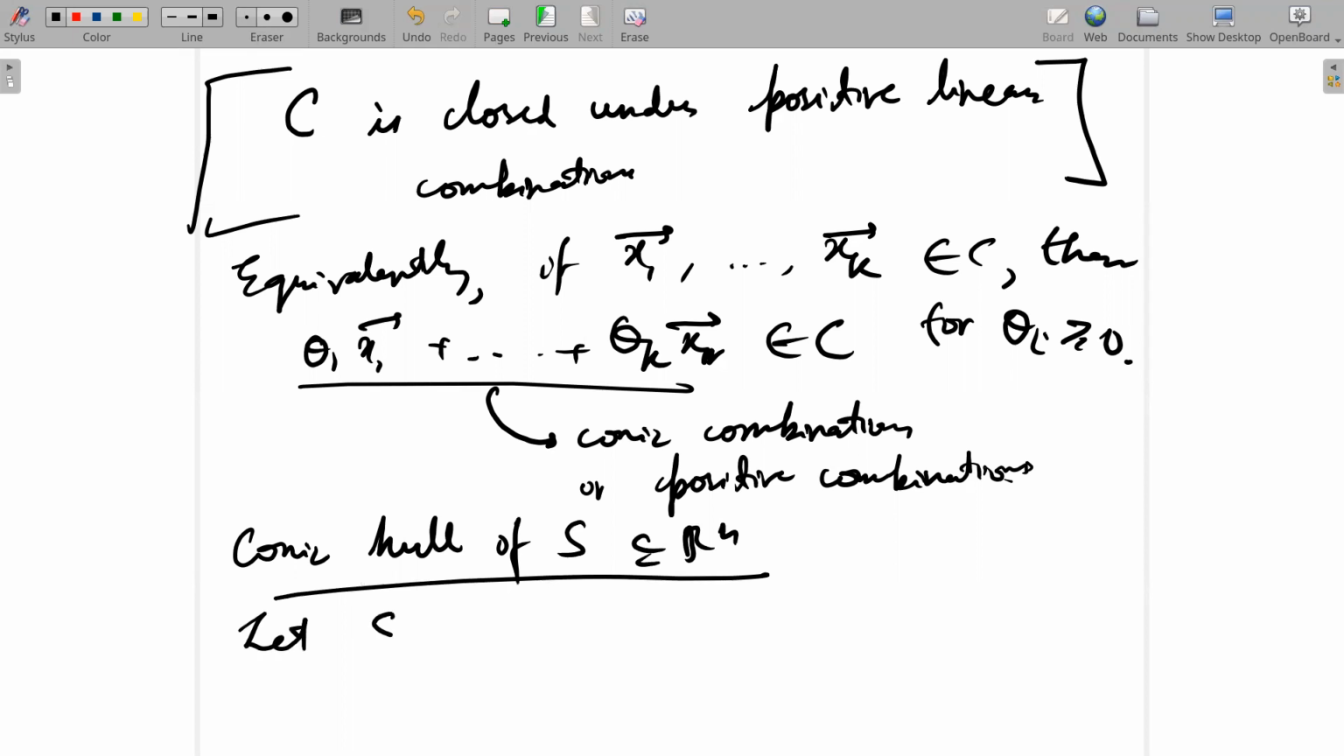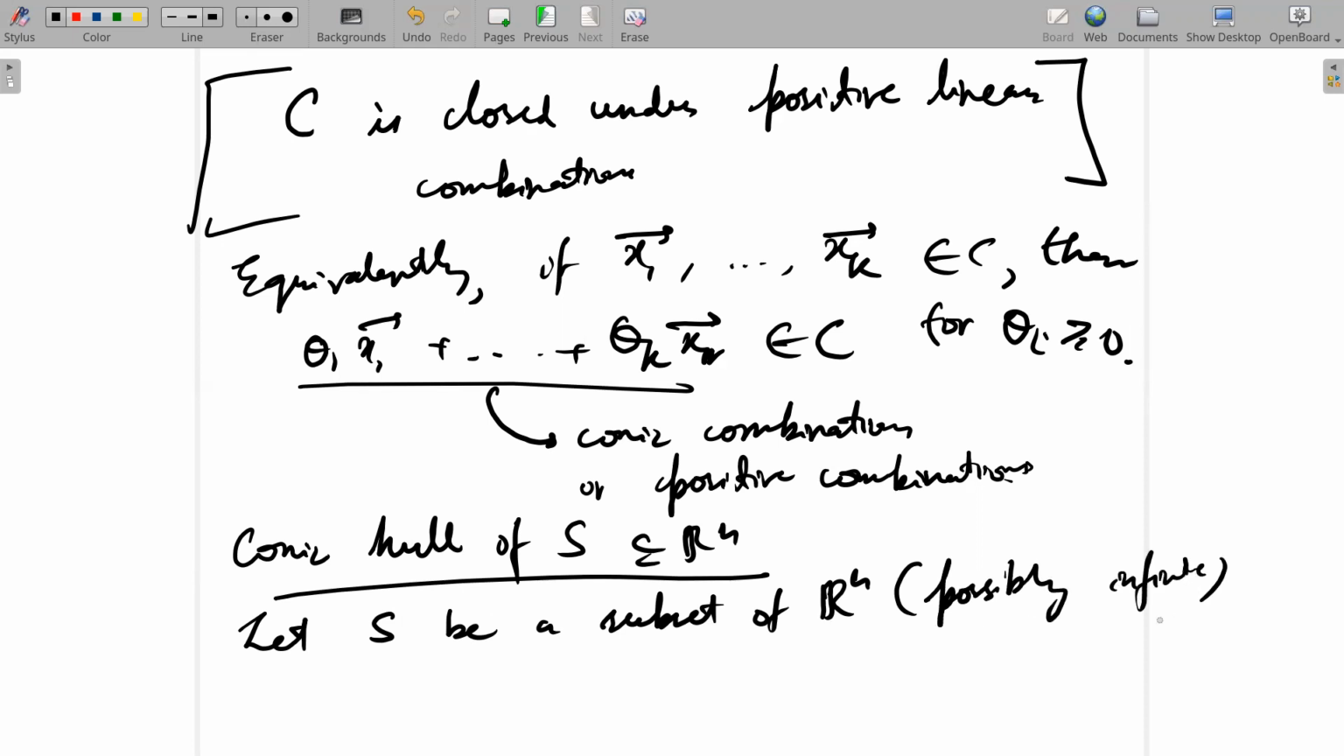So let S be a subset of Rn, possibly infinite. So in the previous lecture, I had stressed this in the sense that for affine sets, this possibly infinite can be replaced by a smaller set. For example, if I gave you infinitely many points in Rn, and said I want to talk about the linear hull, sure, there will be a smallest linear subspace containing all those infinitely many points. But we know that that subspace will have a basis.